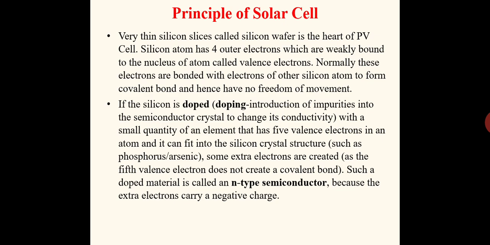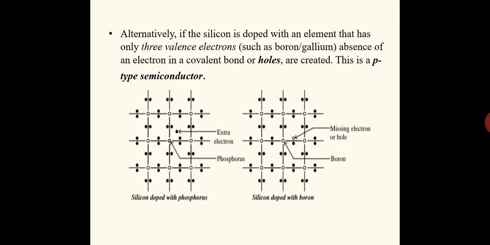So silicon doped with a 5 valence electron element is called an N-type semiconductor. It is called an N-type semiconductor because the extra electron carries a negative charge. At the same time, think about the alternative: if the silicon is doped with an element that has only 3 valence electrons, think about this condition.